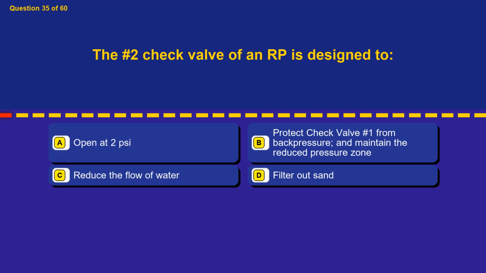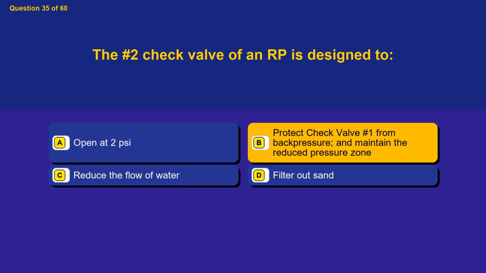Question 35. The number 2 check valve of an RP is designed to: Option A, open at 2 psi. Option B, protect check valve number 1 from back pressure and maintain the reduced pressure zone. Option C, reduce the flow of water. Option D, filter out sand.